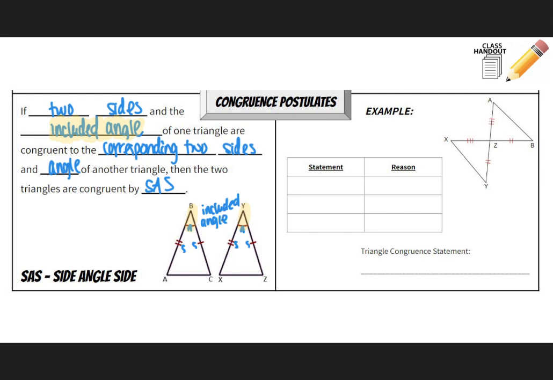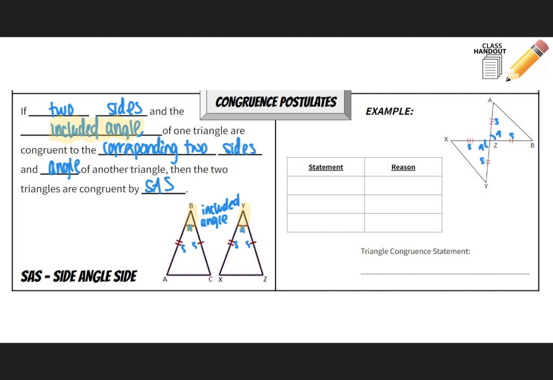All right, so let's take a look at an example here. In this picture, the first thing I'm going to do is mark my congruent angle. The reason we know those are congruent is because those are vertical angles. Then I'm going to label the marked parts. So that's a side, this is an angle, this is a side. Same thing here: side, angle, side.